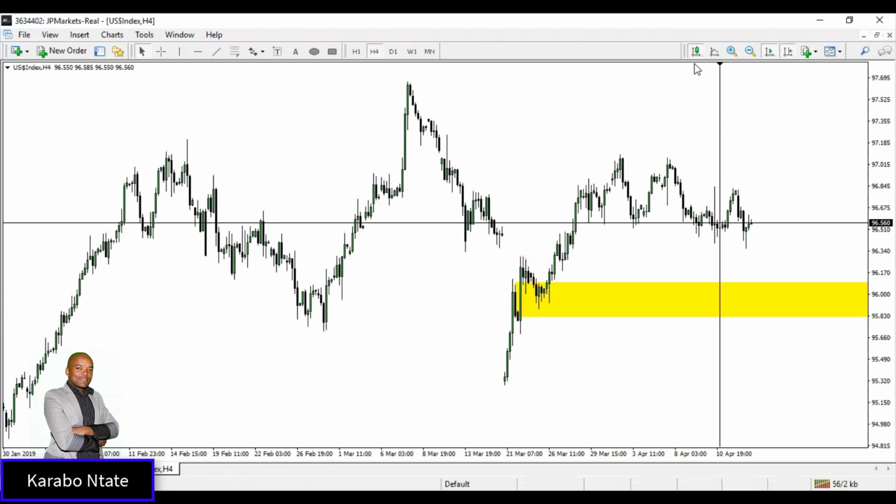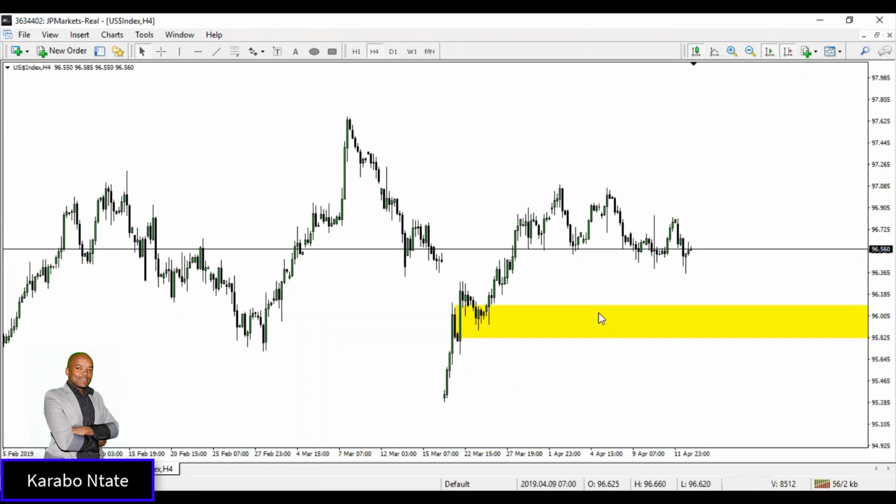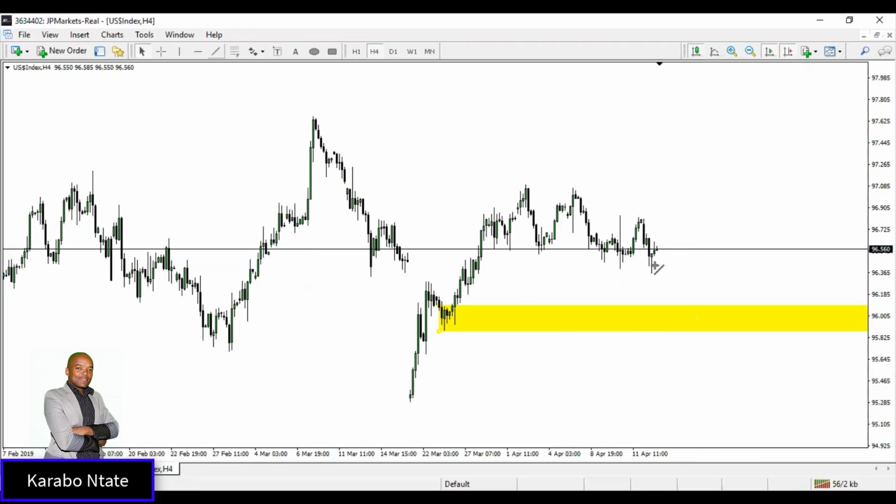So if we switch to the H4 time frame, what you will see is that daily supply zone comes around this level. So you could make this a little bit smaller. So this is what I'm actually expecting, for price to drop down into this demand zone, where we could then expect a further move to the upside.